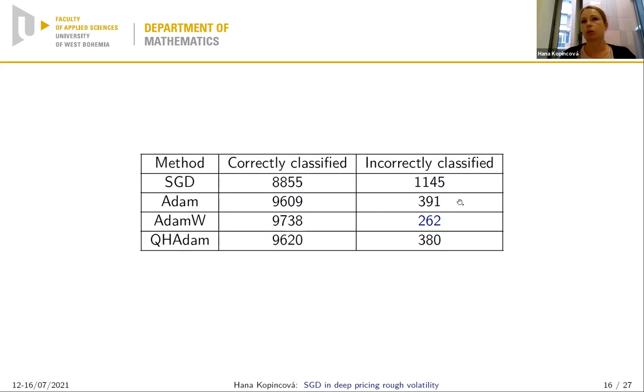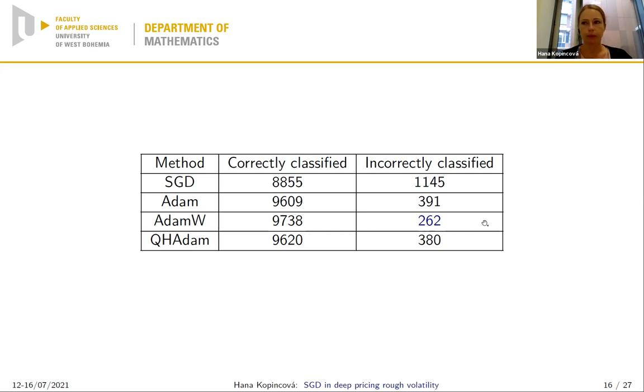Adam-type methods work much better. In fact, in this task, Adam and QH Adam give almost the same result, and the best one from this task becomes Adam W.